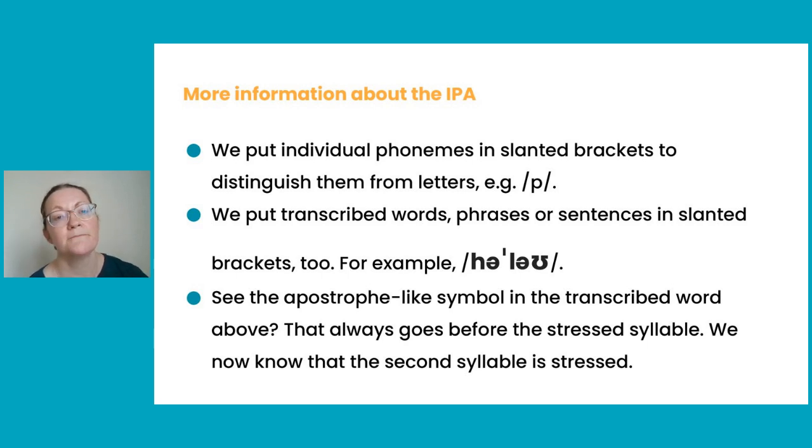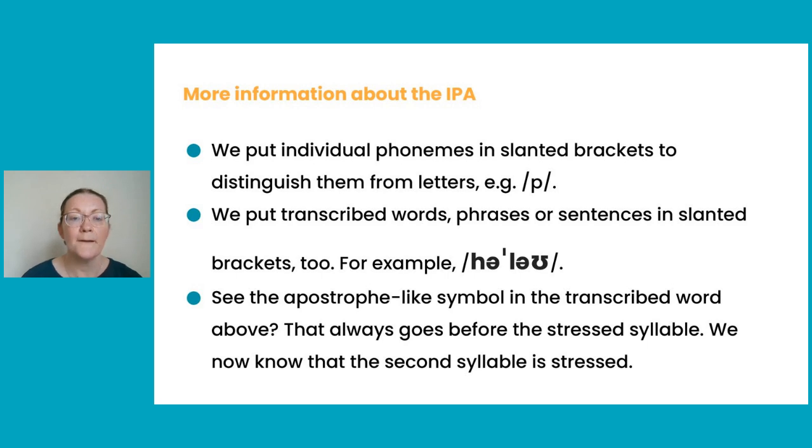Okay, so let's look at some more important information about the IPA. Okay, some more info that will help you. As I have said now very, very many times, in the context of the IPA, some of the symbols look like letters, but they are not letters. They are sounds. So to distinguish between a sound and a letter, we typically put individual phonemes in slanted brackets to distinguish them from letters. For example, if I was talking to you about the sound P, I would put it in the slanted brackets. And that way, you know I'm talking about the sound P and not the letter P.